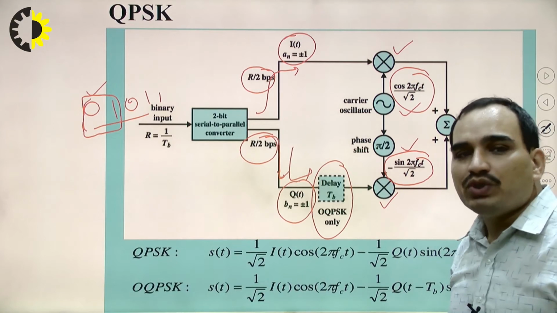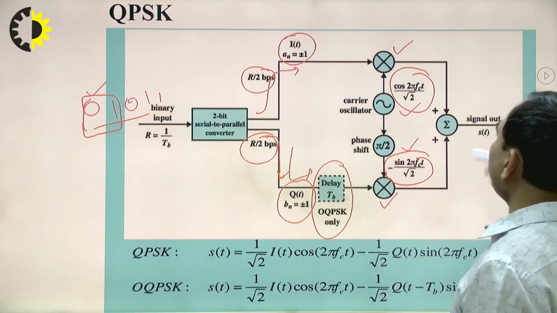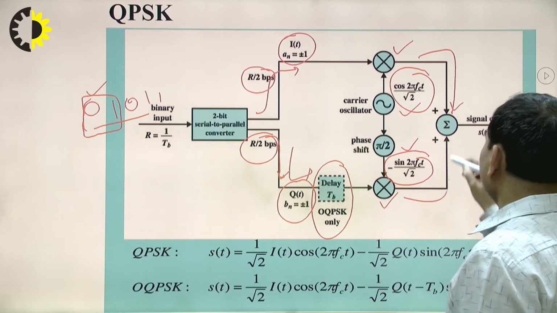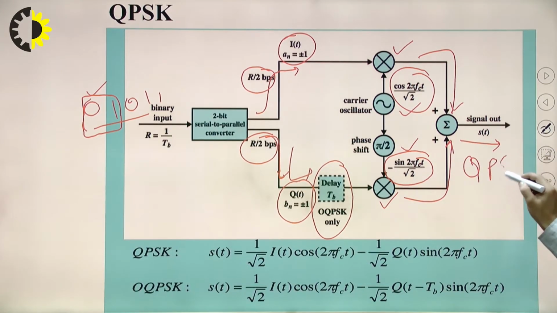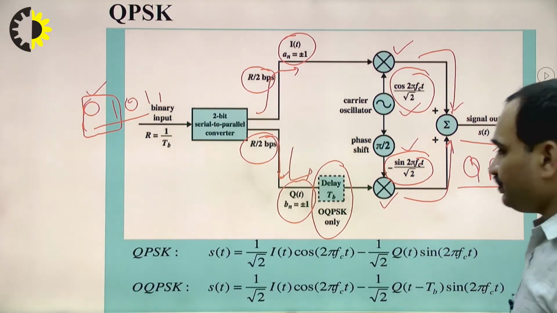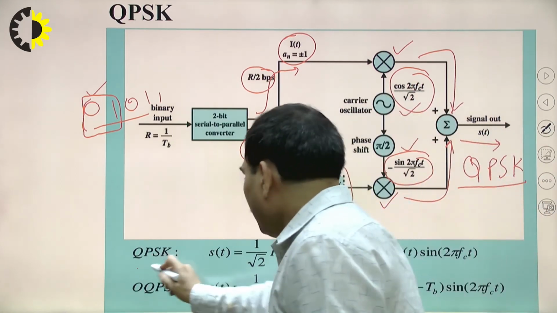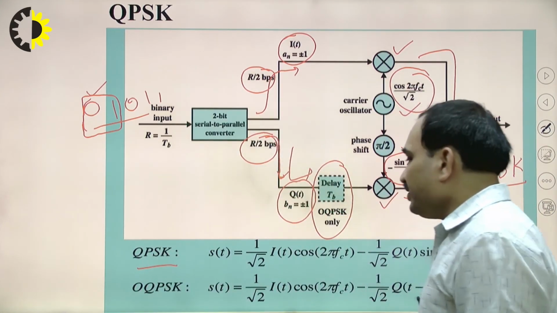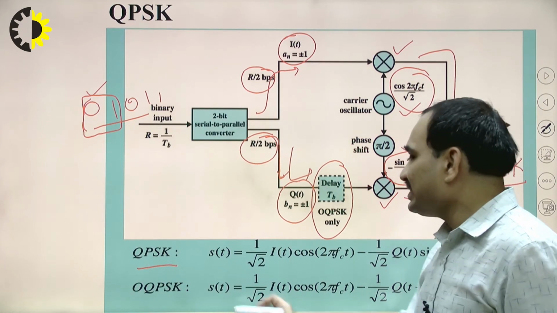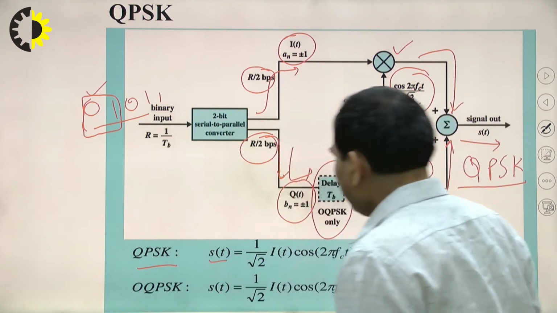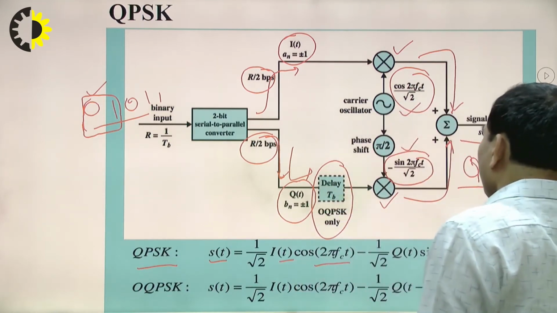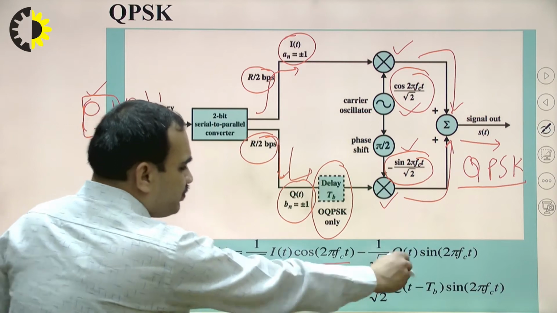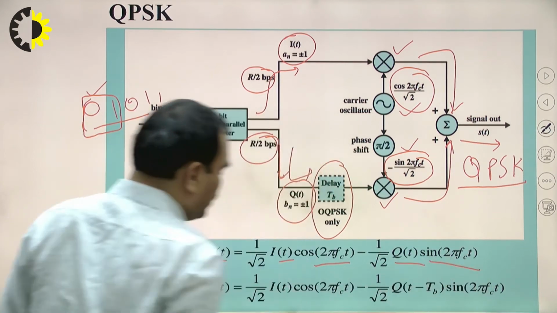So we are using a product modulator to multiply these two signals, and the summation will be done here, and the summed up signal is known as the QPSK signal. So QPSK signals are transmitted from this point. We can write the mathematical equation of the QPSK signal, that is s(t) = 1/√2 I(t) cos(2πfct) − 1/√2 Q(t) sin(2πfct).